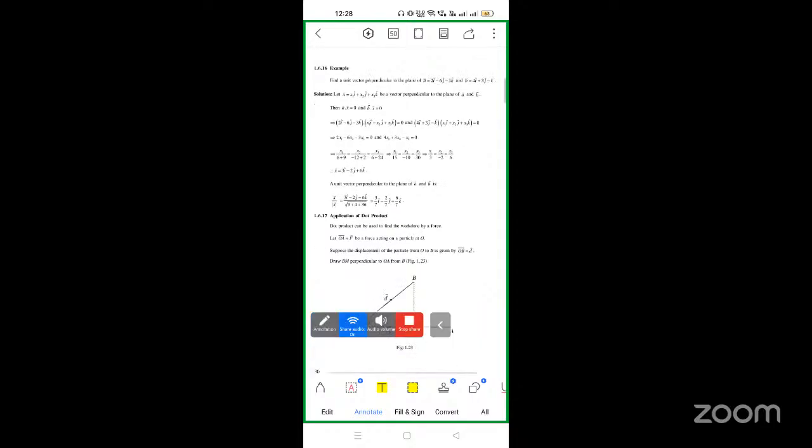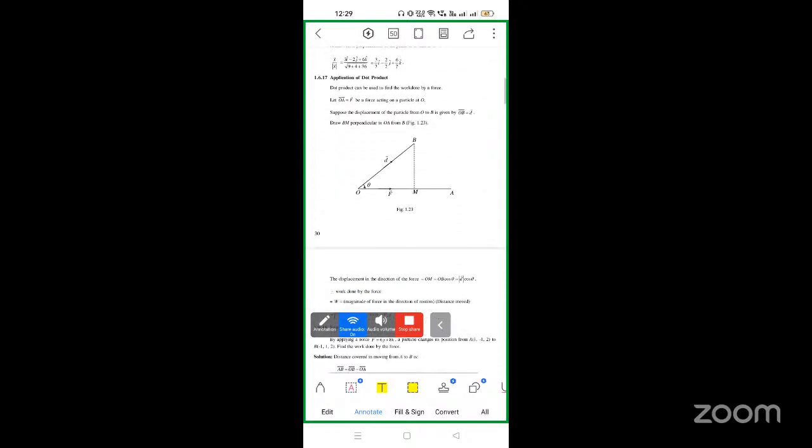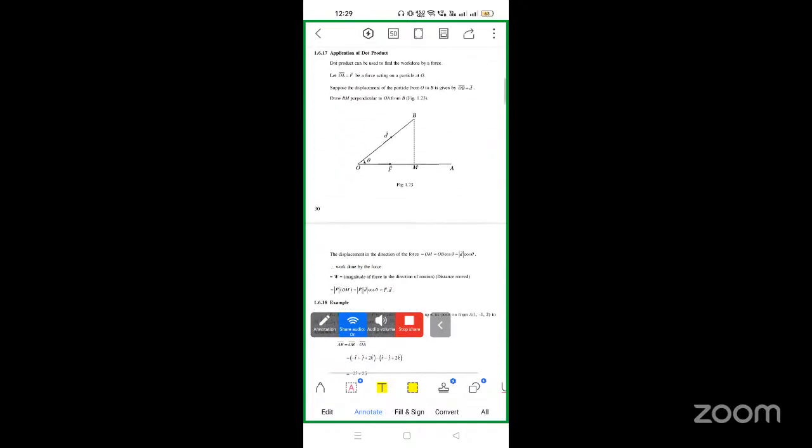So, applications of dot product. The dot product can be used to find the work done by a force. So this is the most important application of the dot product, the work done. Work done by a force is denoted by F dot D, so force dot direction, F dot D.